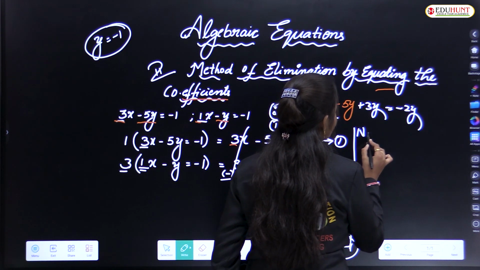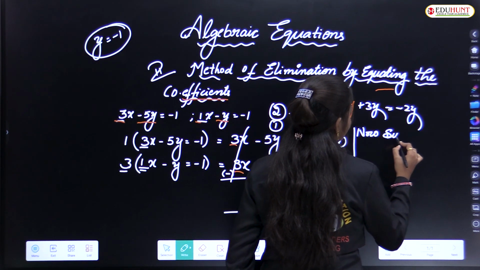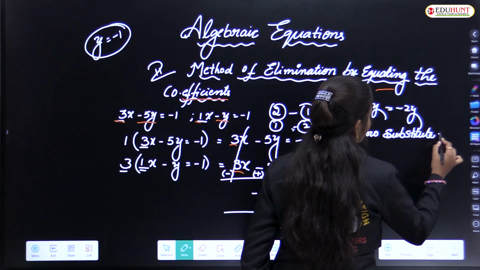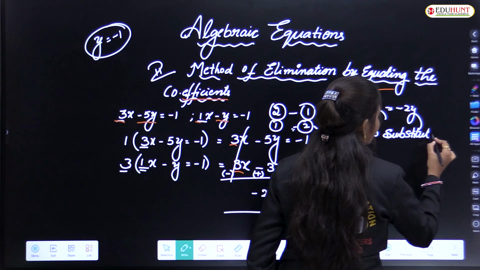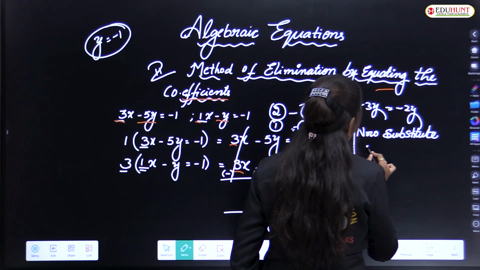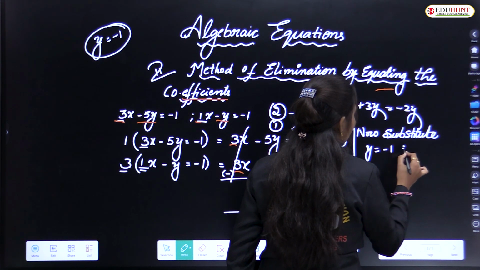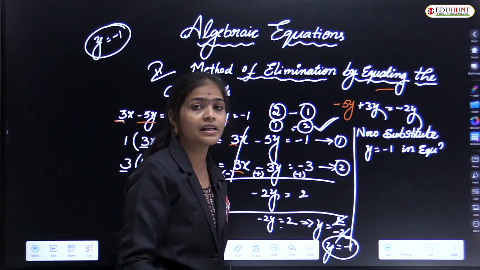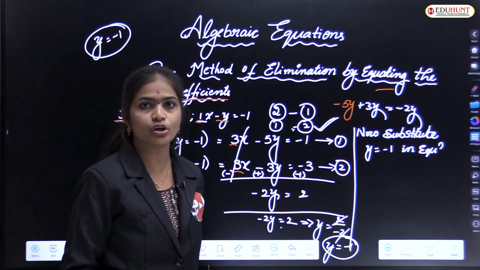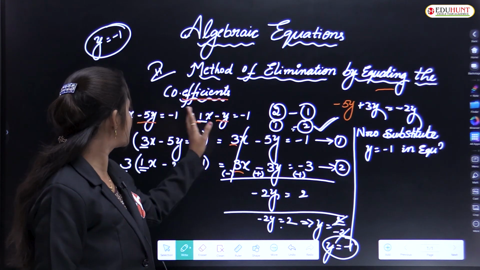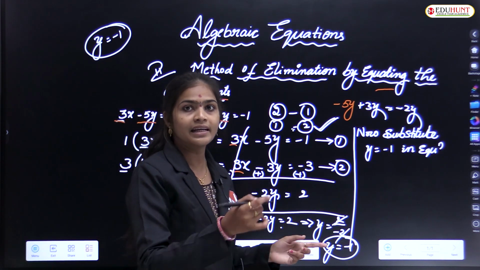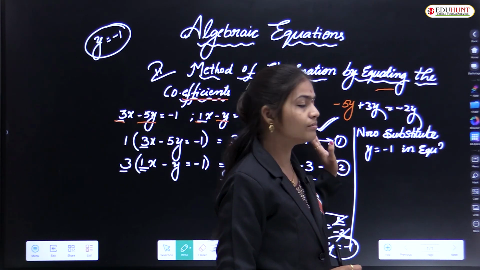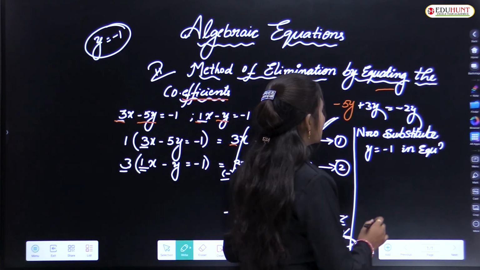Now substitute the y value we got, no? So substitute y is equals to minus 1 in an equation. Already I told you that after the last substitution we can choose any one of the equations. So I am going to choose the first equation here. In the previous method I took the second equation, so here I am going to take the first equation. Either first equation or second equation, that is your wish.